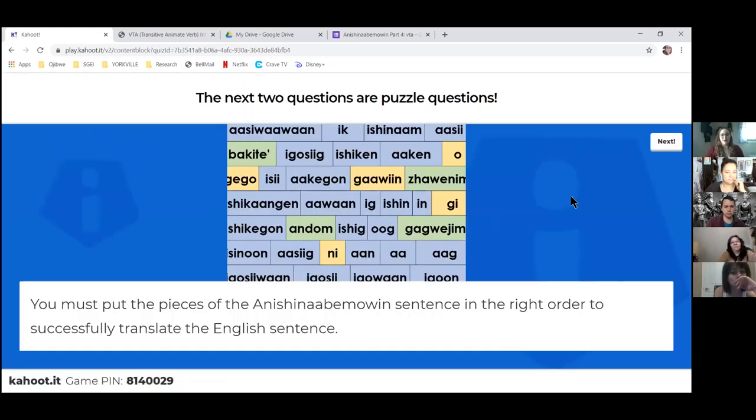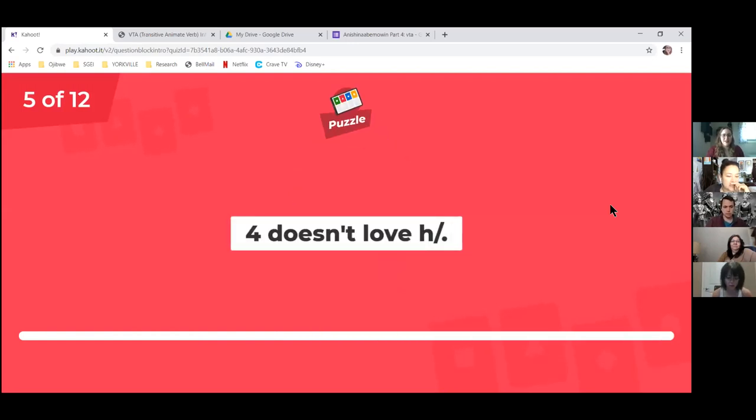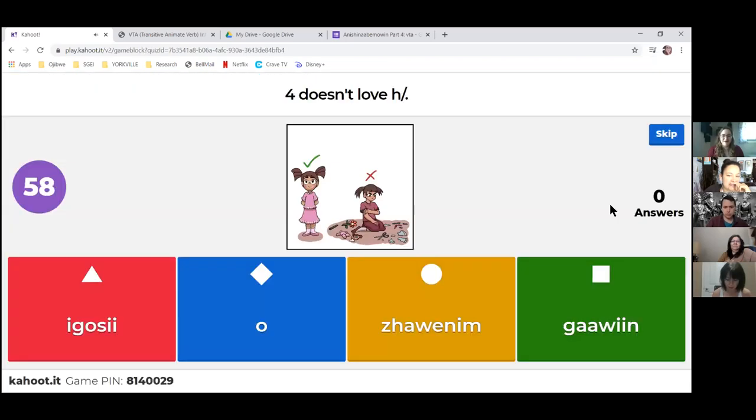So I've got some more of those puzzle questions for the next two questions. So you're going to be given four pieces of an Anishinaabemowin sentence that you have to put in the right order to translate the English sentence. Okay? So I didn't make them too hard, but there's four pieces you got to put in the right order. All right, and you get a whole minute to do these ones, so there's a little more time. He or she doesn't love him or her. And then when you get the pieces in order on your phone, make sure you hit that button at the bottom to submit it.